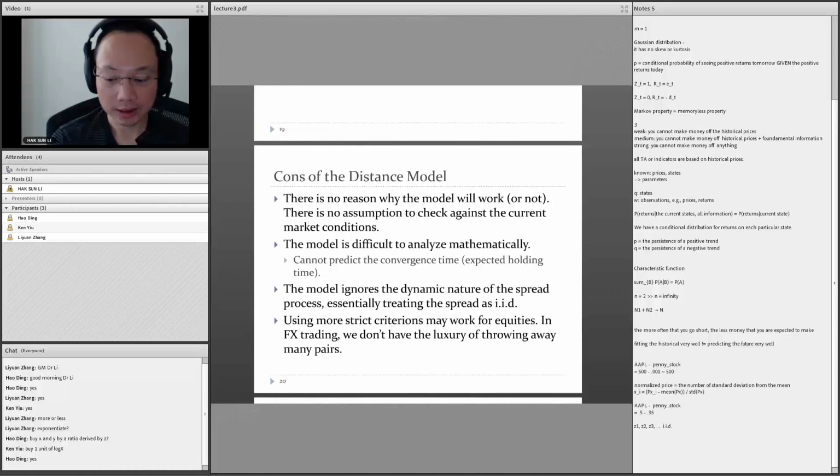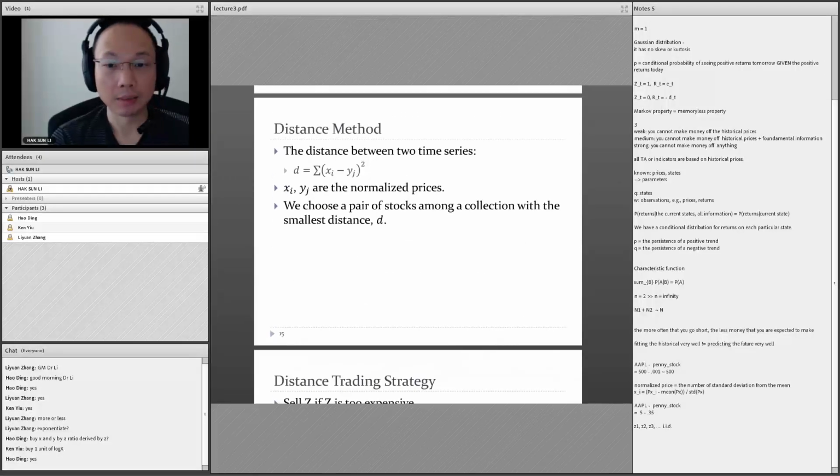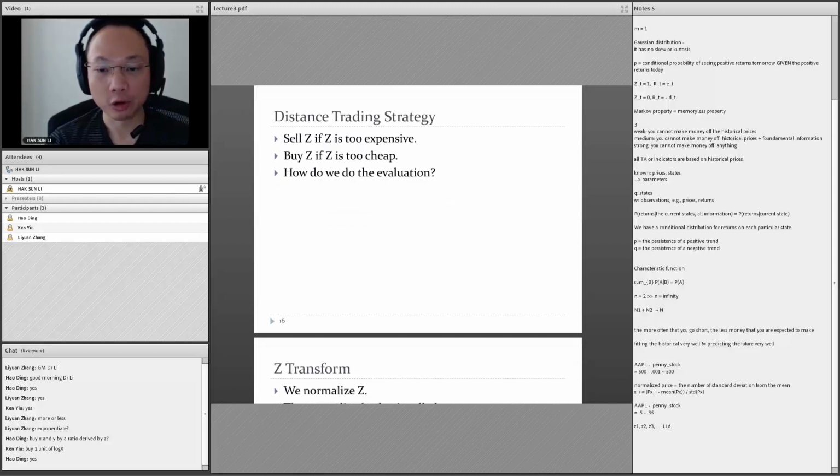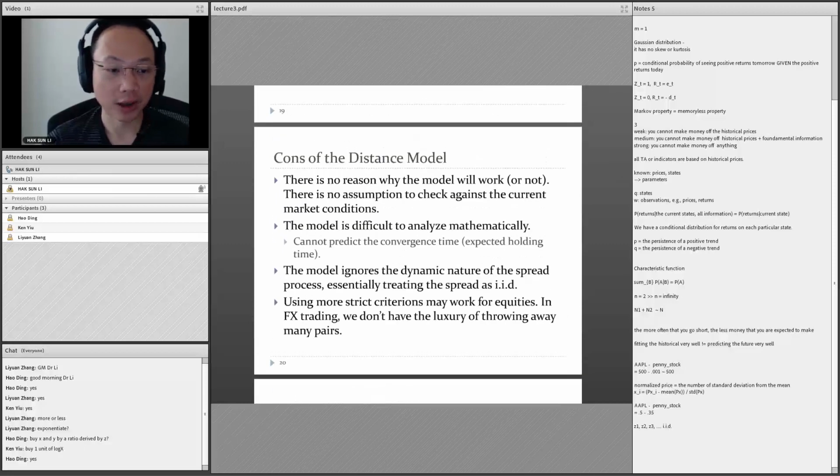Another problem of using the distance method is the way that it filters out pairs. Remember how we filter out pairs? Basically, we compute the distance among a million pairs, and then we choose the ones that have small d. Now, if you really do have a million pairs to choose from, then of course you can throw away a lot of them. But it may only work for equities. Say in FX trading, let's say you're trading G7 currencies, then how many pairs do you have? You have 7 times 7 minus 7, so 42 pairs. If none of them works, then what do you do? You throw away all of them, and you have no pairs trading.